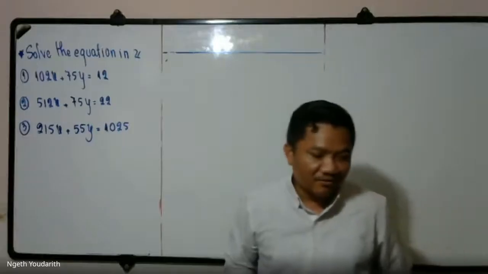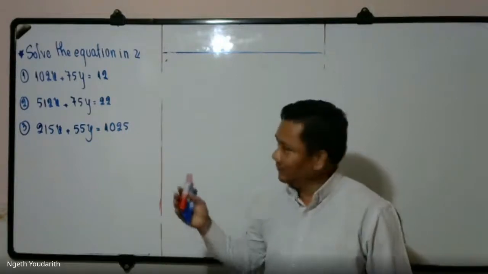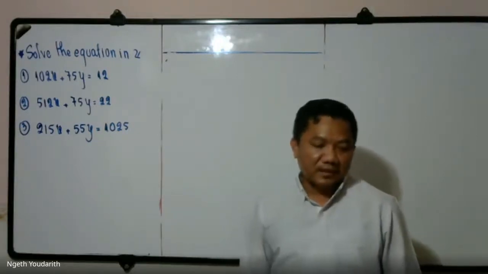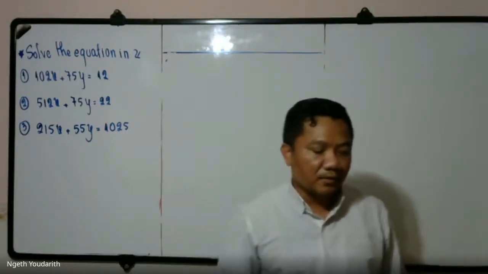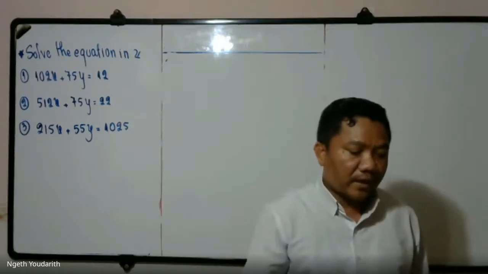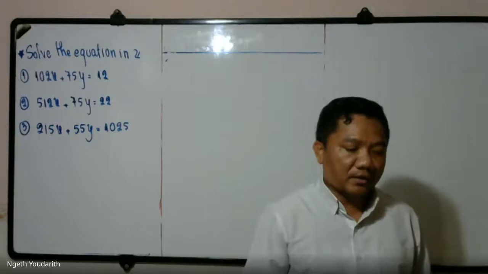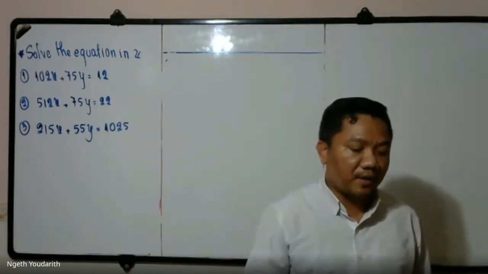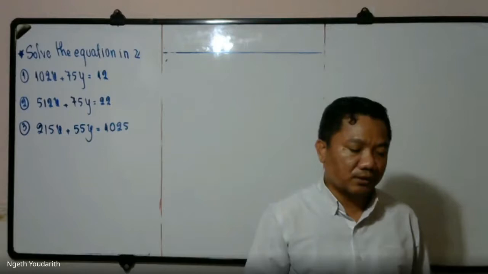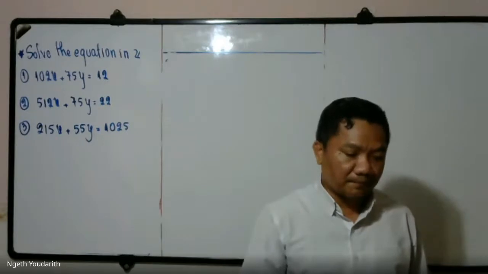Okay, now we go to our equation, because I use this new link to try, so I can download the recording. With the old link, my record cannot be downloaded, so I just use this new link to try. If it's okay, I will make a new link for you next time. It's okay.